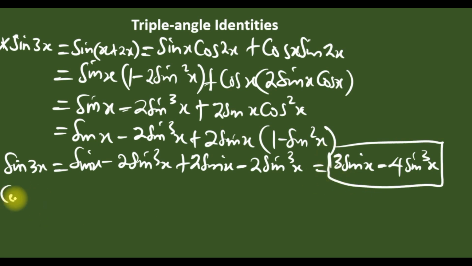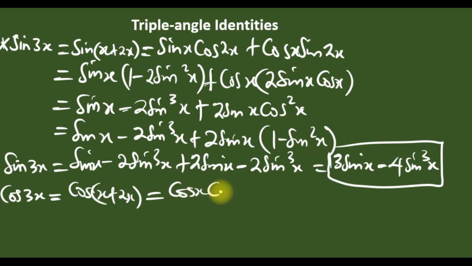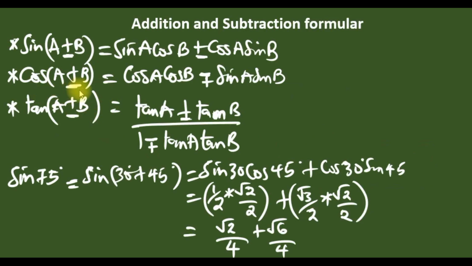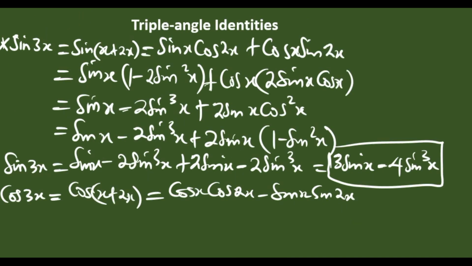So again, for cos 3x, that's x plus 2x, and using our addition identity, we know that cos of x plus 2x is cos x cos 2x minus sine x sine 2x. Let me show you: cos a plus b is cos a cos b minus sine a sine b. So it's the same.